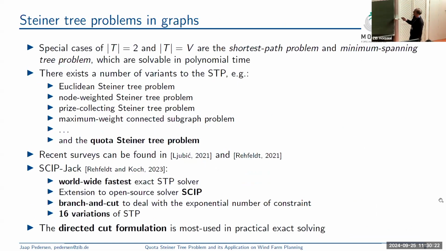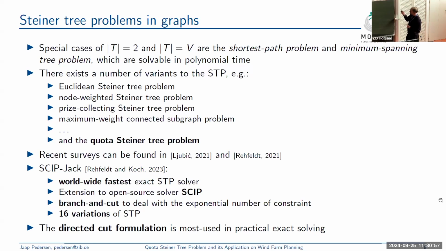We have 2 special cases which are solvable in polynomial time. If you only have 2 terminals, then you basically want to find the shortest path between these 2 terminals in the graph. And when all nodes are terminals, then you have a minimum spanning tree. And then you have a number of variants of the SPG, the Euclidean Steiner tree problem, which I just mentioned, the node-weighted, where you have not edge weights but node weights, then the prize-collecting, where you have some revenues on the nodes and edge costs.